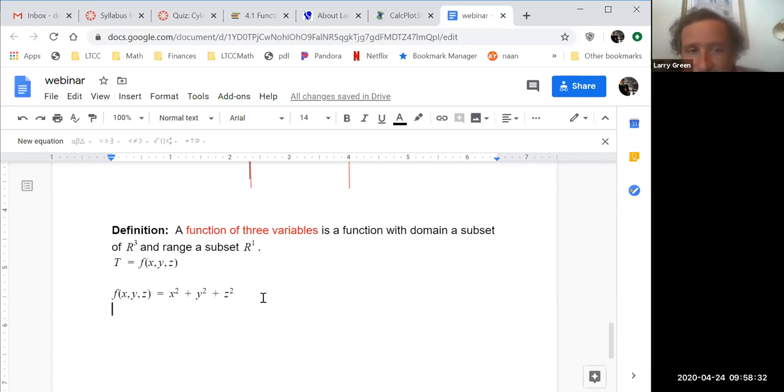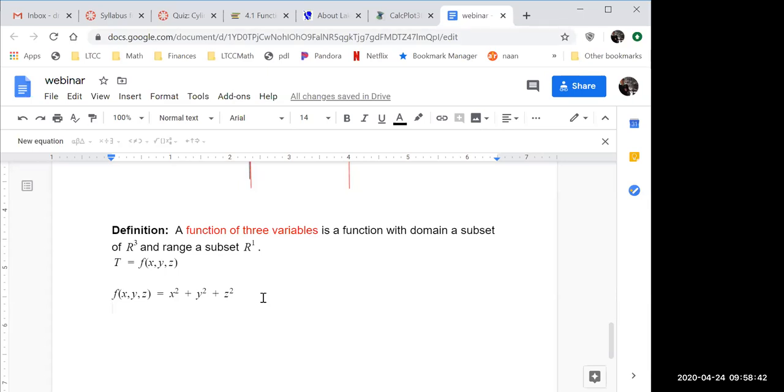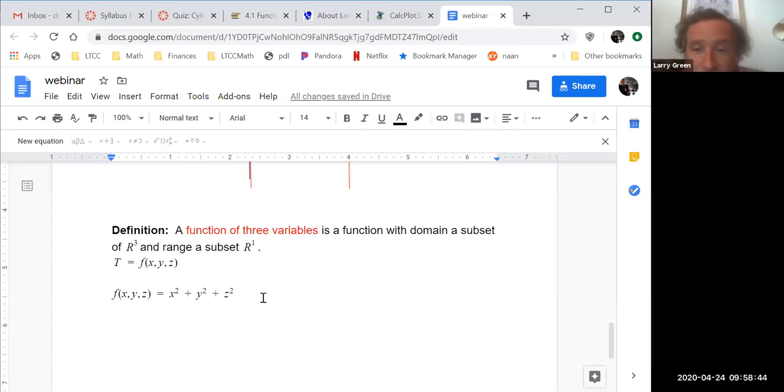The idea is that if we fix a number for f, if we take the left-hand side and make it a number, we don't get a curve. What do we get? Sphere. Right, but in general, we get a surface. So we're going to be looking at level surfaces. So the analogy to level curves is level surfaces.